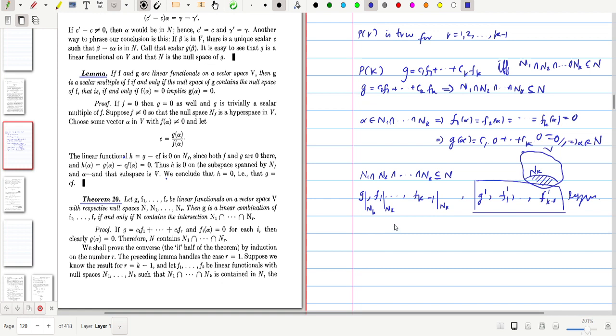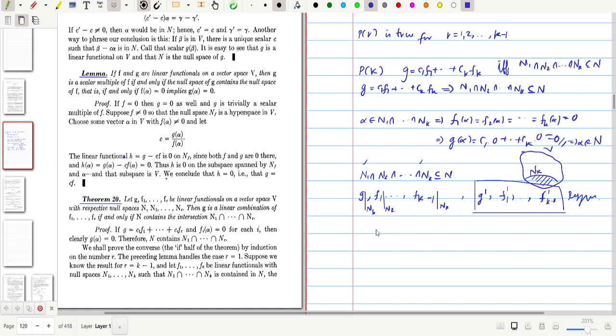First of all, we use the induction hypothesis. We have assumed that the result is true for k minus 1, r equal to 1 to k minus 1. Then what is P of k minus 1? P of k minus 1 states that whenever N1 intersection N2 intersection, etc., Nk minus 1 is contained in some null space N, then you can consider the linear functional corresponding to N as a linear combination of the linear functionals corresponding to these null spaces.